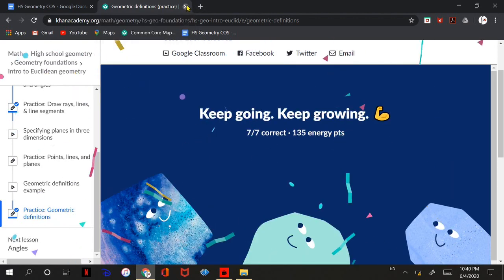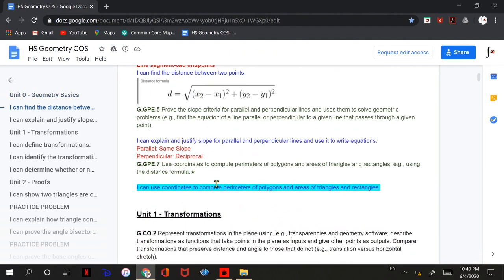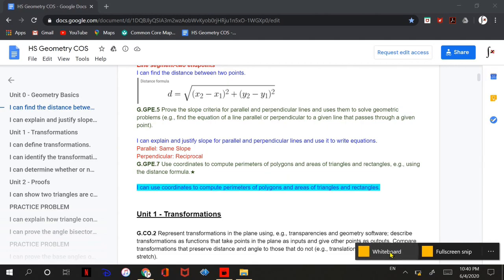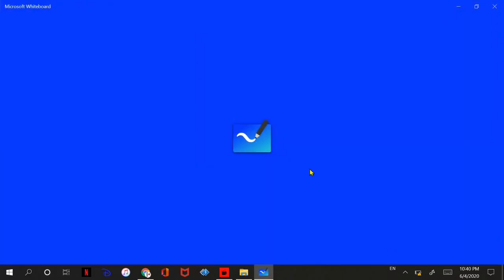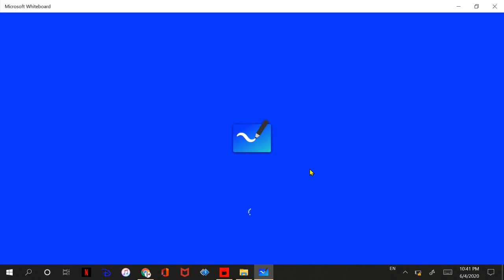Okay, now let's go back to this. I can find the distance between 2 points. So let me open up a whiteboard. This might take a while.